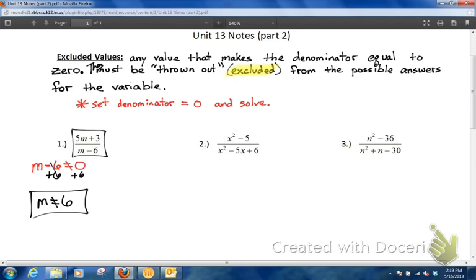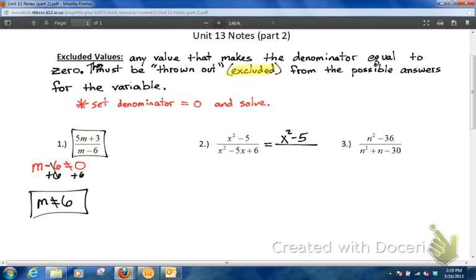So let's look at number 2 here. In number 2, you notice that there is some factoring to do. Now, careful here. The numerator cannot be factored. The numerator is not a difference of squares. If this said x squared minus 25, that would be different. You would be able to factor that numerator, but x squared minus 5 cannot be factored. So you're just going to leave it as x squared minus 5.